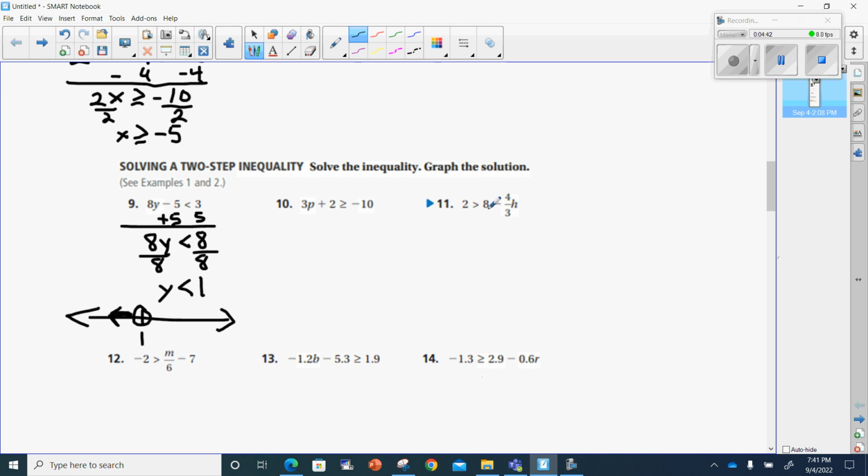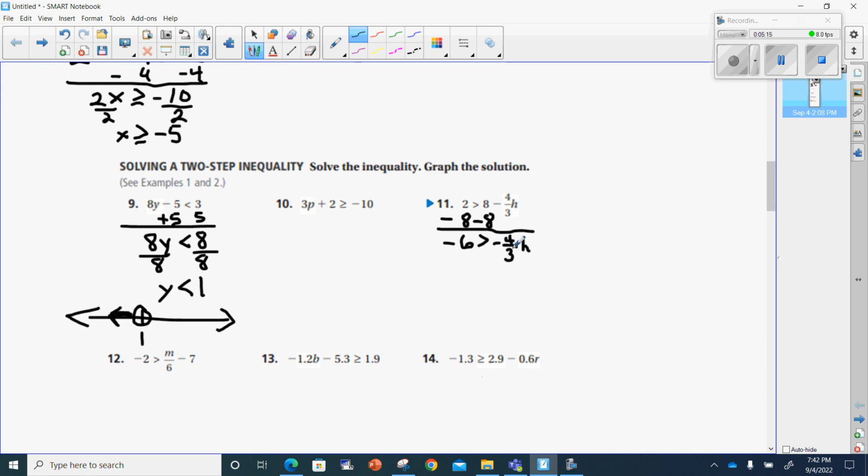Once again, 8 minus 4 over 3h. Don't think that that means that we're doing subtraction on this. This is a multiplication problem. This here is a positive 8, so we have to subtract 8 from it. Whatever I do to one side, I do the other. And now I have negative 6 is greater than negative 4 over 3 h.